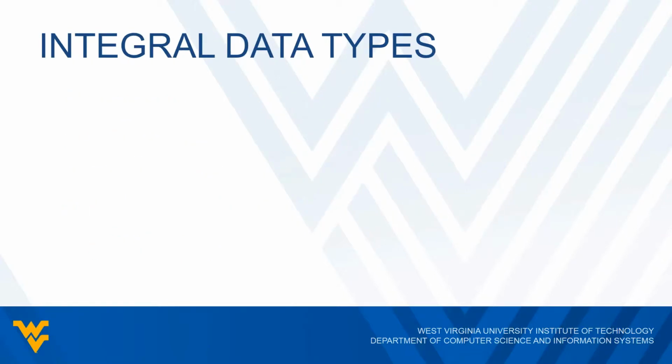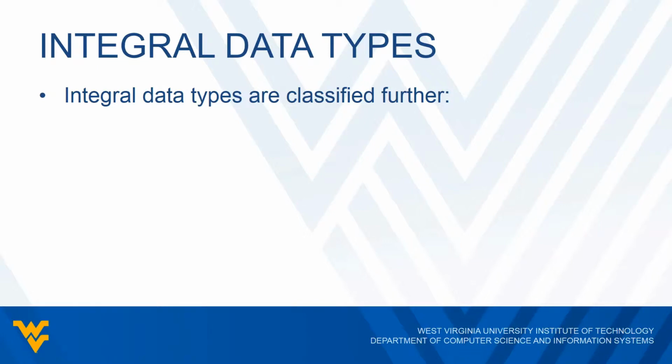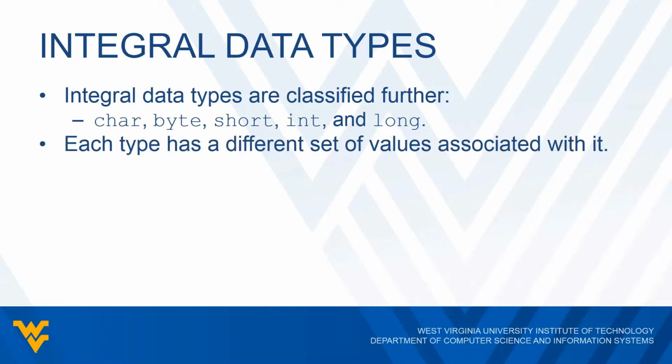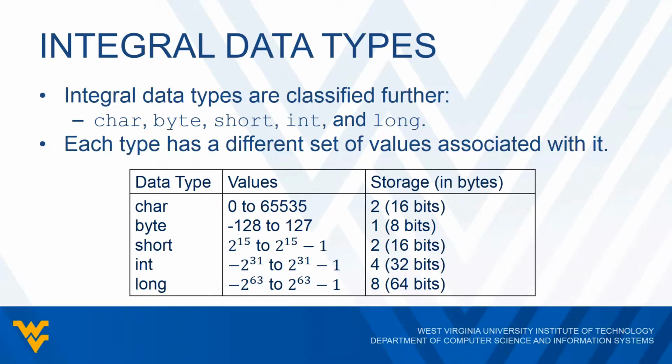Now, the integral data types can be classified even further. So we have character, byte, short, int, and long. And each of these types would have its own set of values associated with it. They're still storing integral values, but they have different ranges of values that they can store, and they have different storage requirements in order to get those ranges. So here's a table of all these different types.